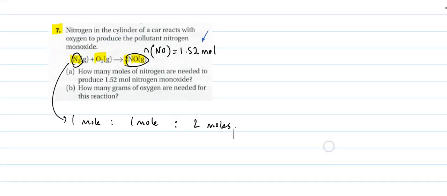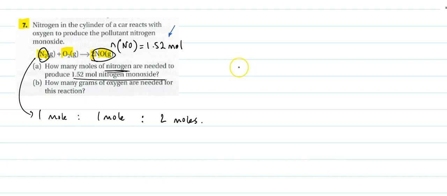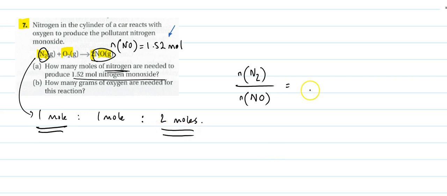So if we need to find out how many moles of nitrogen we need to produce 1.52 moles of nitrogen monoxide, what we do is we set up some kind of ratio. The easiest way to do this is set up a fraction. So we want to find out number of moles of nitrogen, so this goes there, over number of moles of nitrogen monoxide. And then we establish this as the molar ratio. The mole ratio, so nitrogen here is in a 1 to 2 mole ratio. In other words, 1 mole of nitrogen can lead to the production of 2 moles of nitrogen monoxide. So this is a 1 to 2 ratio there.